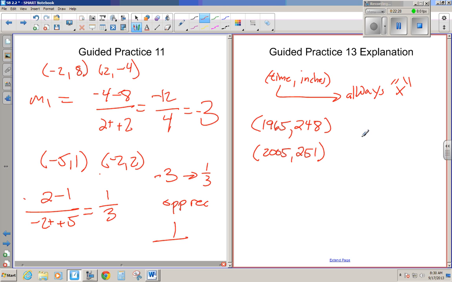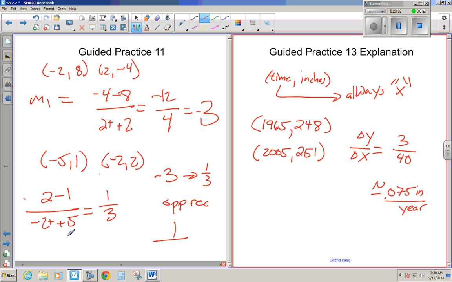So, change of y over change of x. Well, how many years passed from these right here? The change in y would be 3. The change in x would be, let's see here, 40 it looks like. So 3 over 40 is the rate of change. It is approximately 0.075 inches per year.